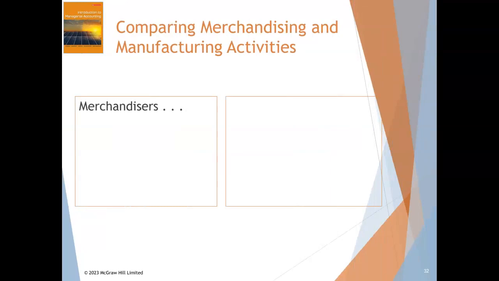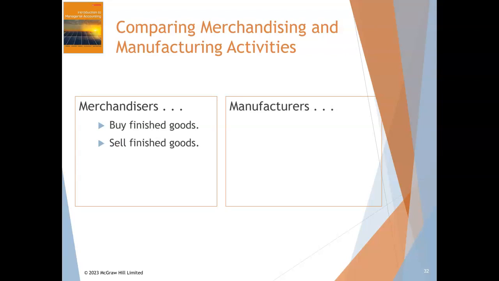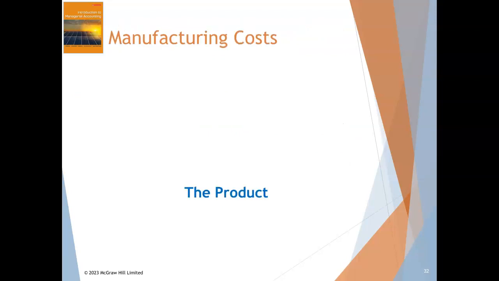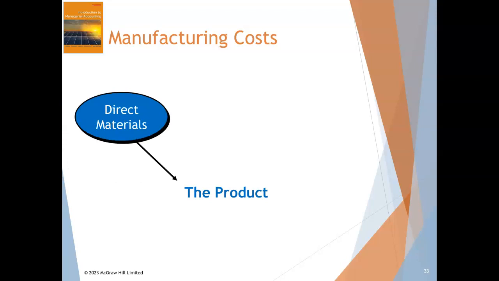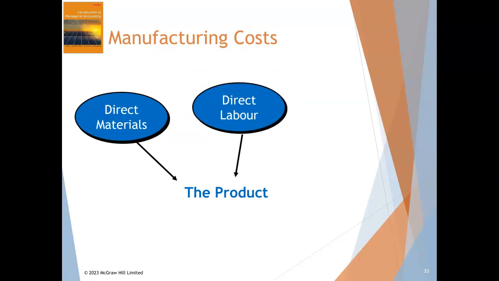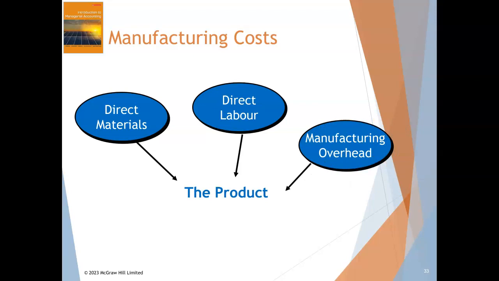Comparing merchandising and manufacturing activities. Merchandisers buy finished goods, sell finished goods. Manufacturers buy raw materials, produce finished goods, sell finished goods. Manufacturing costs, the product: direct materials, direct labor, manufacturing overhead.